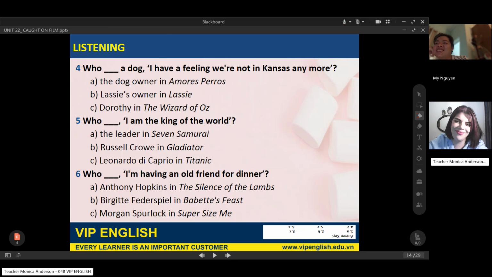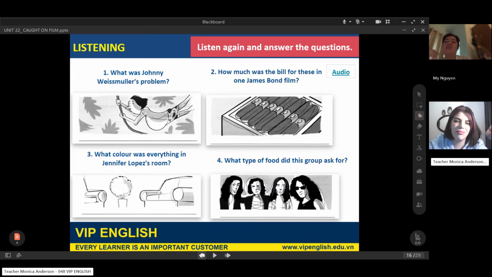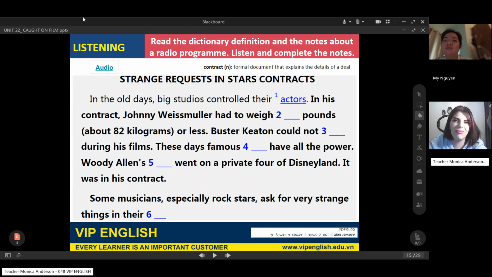Another example is... So let's do this one first. So I think, let me see, okay, so let's listen and complete this one because it's related to this word.